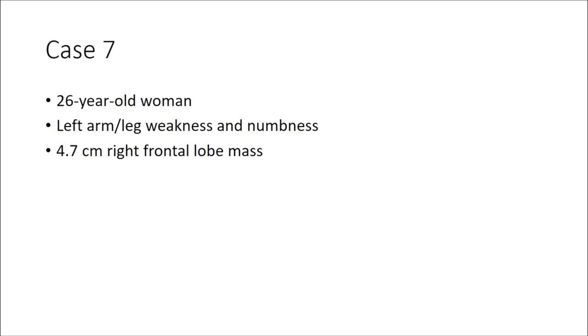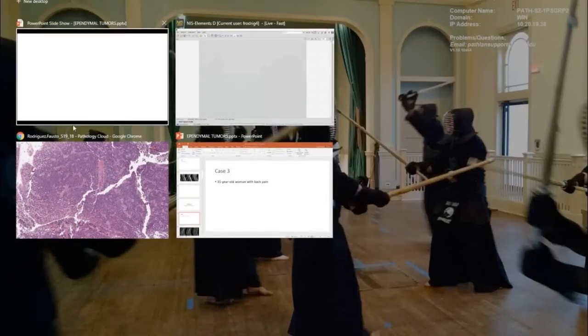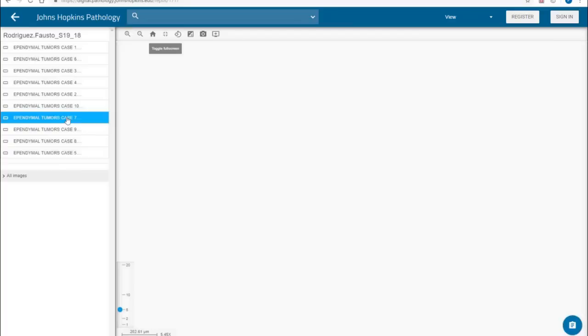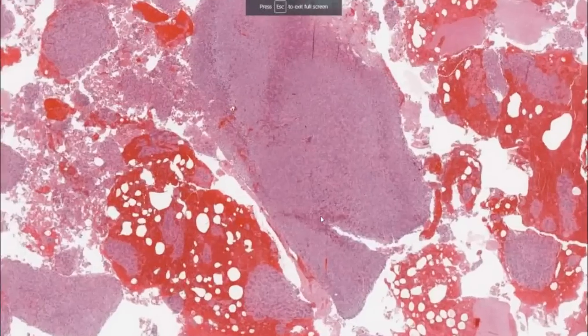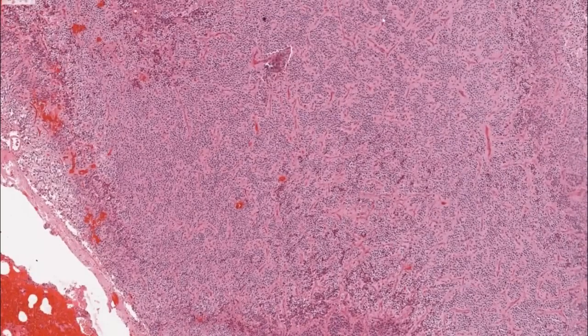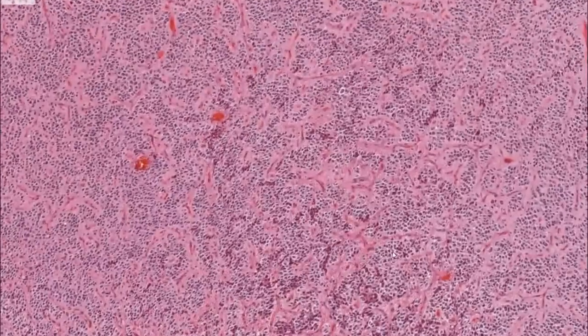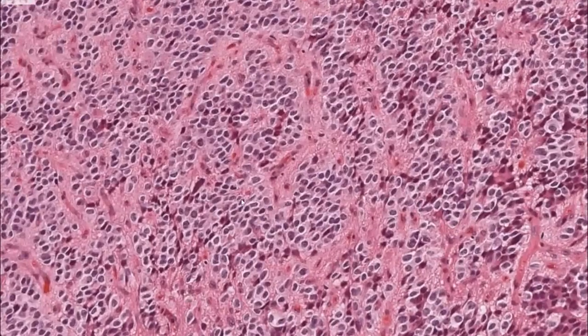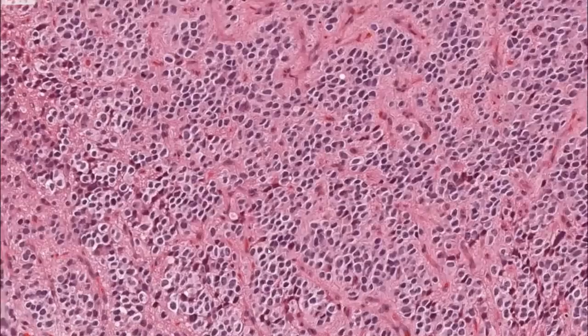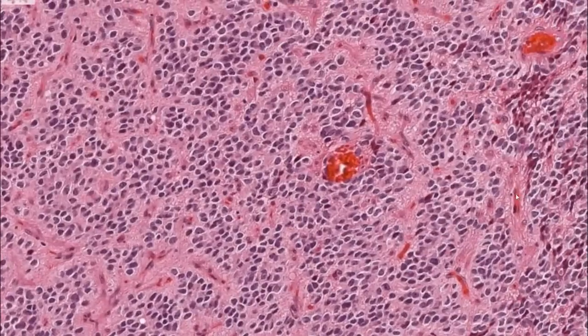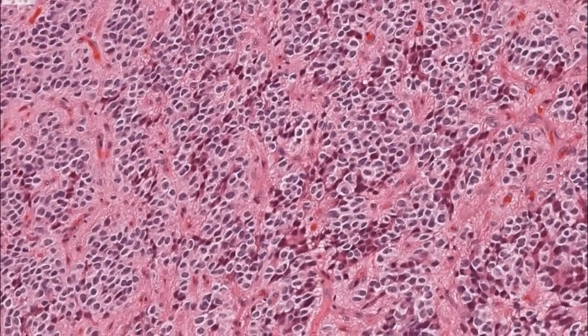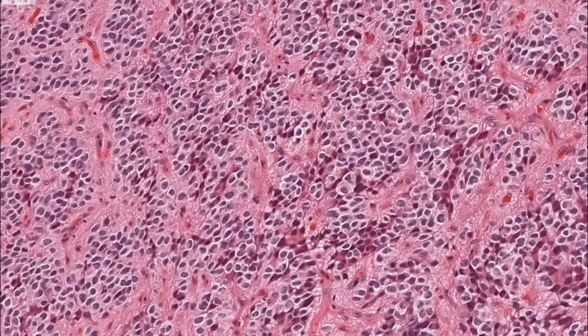Let's move to the next case, case 7. 26-year-old woman had weakness and numbness of the left body and had a 4.7 centimeter right frontal lobe mass. So this is a supratentorial ependymoma. Pseudorosettes are evident in this case. So again, we are probably dealing with a neoplasm, an ependymal neoplasm. And this is a great field to focus on. So you have the pseudorosettes.